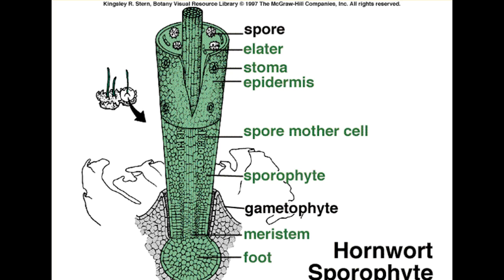So here you have the spores on the top, and elaters, some stoma, and epidermis. And then you have something called a spore mother cell. And the spore mother cell is going to be involved in the meiotic processes that produce those spores. And then there's something called the meristem in the foot. So the meristem obviously is going to be responsible for growth and differentiation of tissues, just like we saw in the other plants when we were talking about processes. But this is one of the first places that they actually call it a meristem.